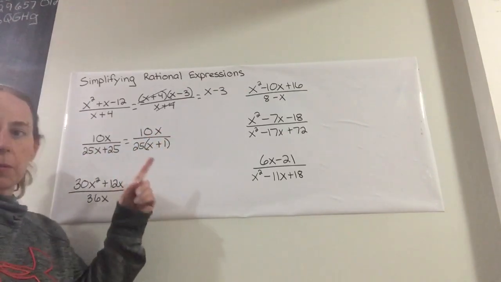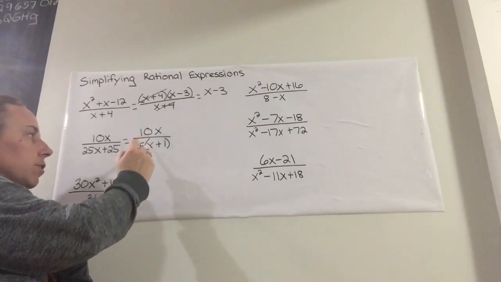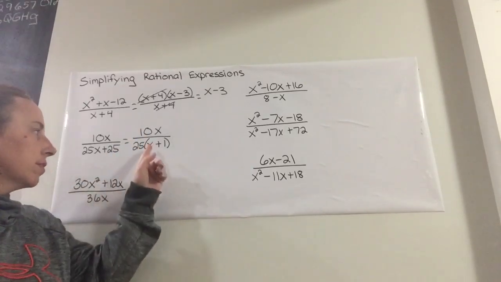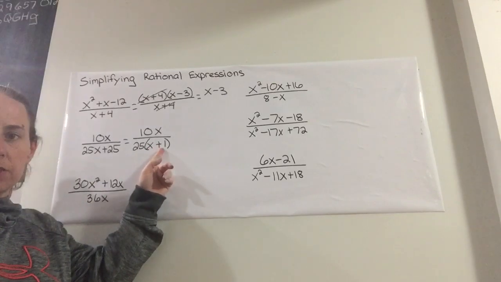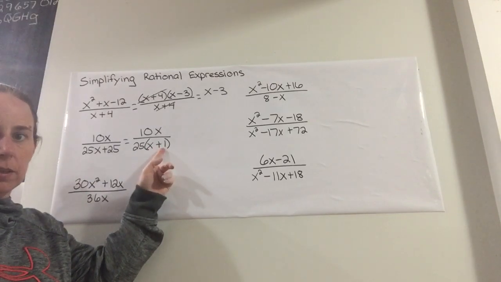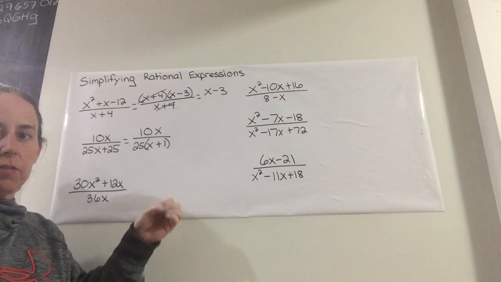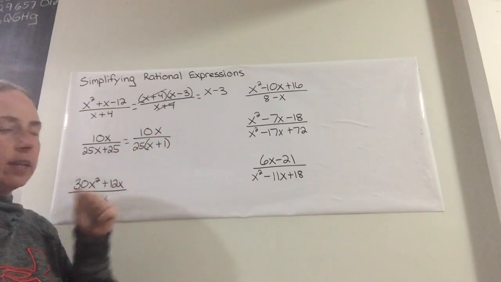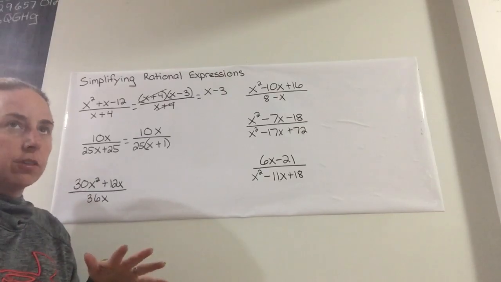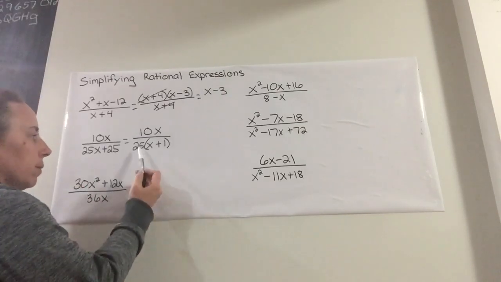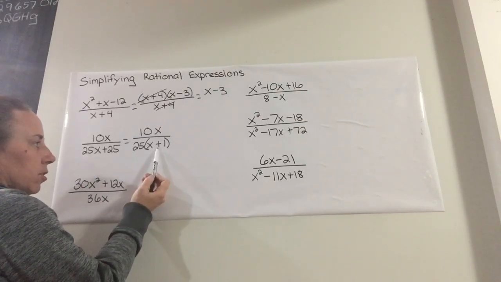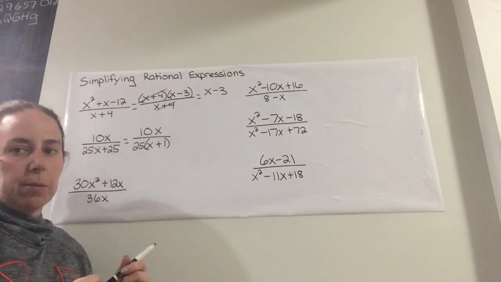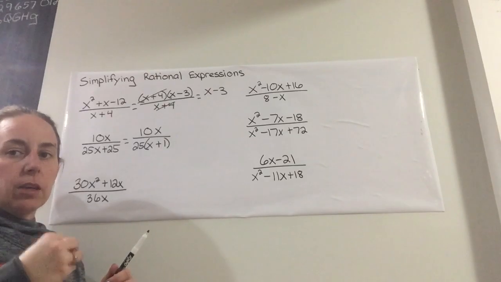Now, I know some of you are very tempted to cancel those x's. You can't, because this x is attached to this 1 by addition. So if there's addition or subtraction involved, it's got to be the whole thing. So we can't cancel those x's out. As much as you want to, you can't. But this 25 is connected to this by multiplication, and the 10 and this x are connected by multiplication. So we can reduce them.